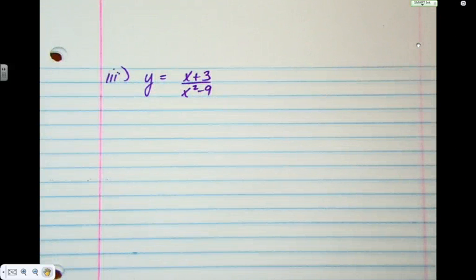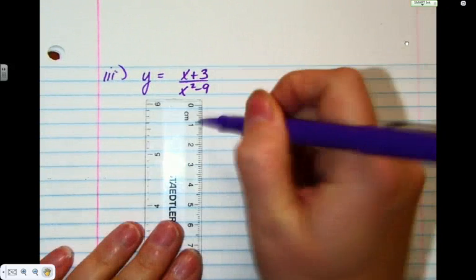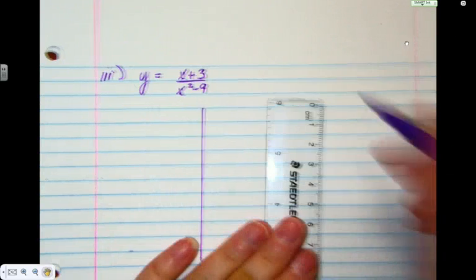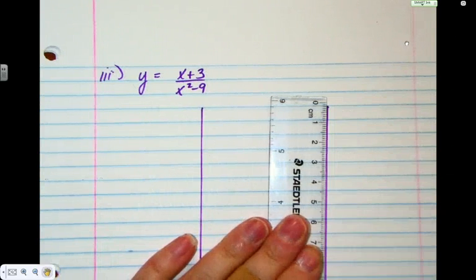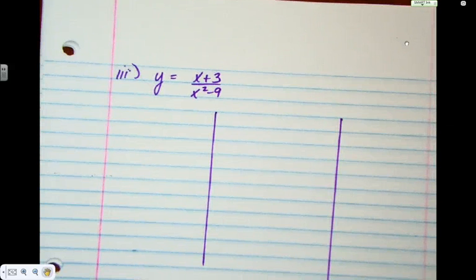Where's my ruler? Here we go. Tell me about vertical asymptotes and holes. Or don't tell me about vertical asymptotes and holes. Factor and then? Got it. What do you want to factor? The bottom.